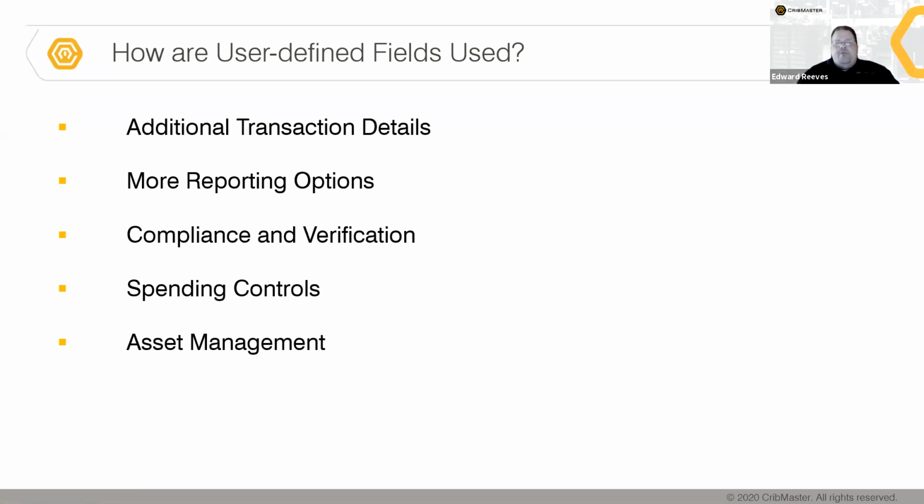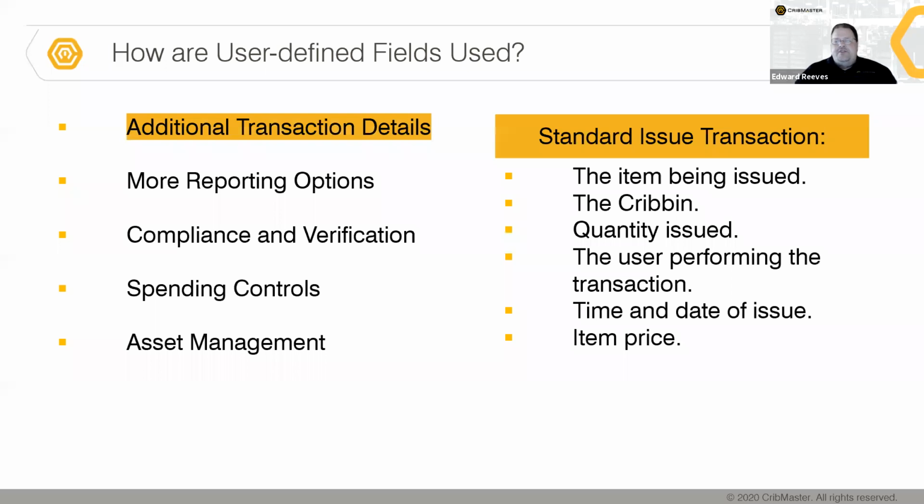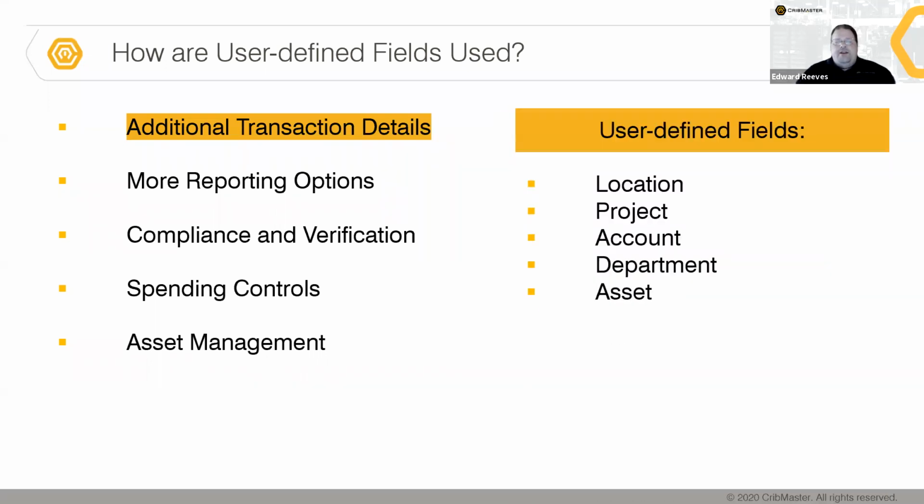When we look at how people usually use these user-defined fields, one of the primary purposes is to add some additional transaction details. If you're not using user-defined fields and you have people issuing items, CribMaster does record a good bit of helpful information, such as what item is being issued, when the issue took place, what crib bin it came out of, who did the actual issuing and who it was issued to, date, timestamp, item price, a lot of good information. But if you need to record some sort of non-traditional or proprietary information that isn't normally included, that's where the user-defined field would come into play. So there are some examples of fields that some people might set up in their environment to help capture some additional information. Of course, your user-defined fields might look completely different.